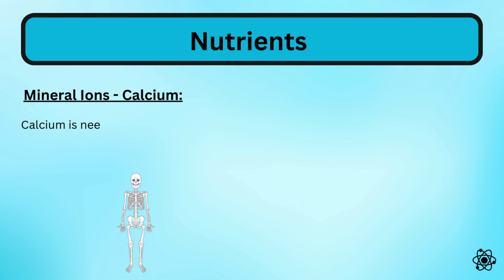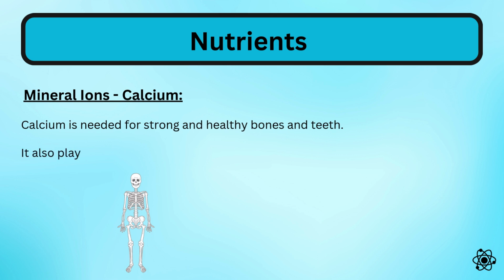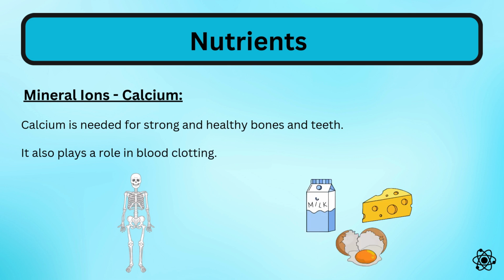Mineral ions like calcium are also essential for human nutrition. Calcium is needed for strong and healthy bones and teeth. It also has a role in blood clotting. Milk, cheese, and eggs are examples of foods rich in calcium.